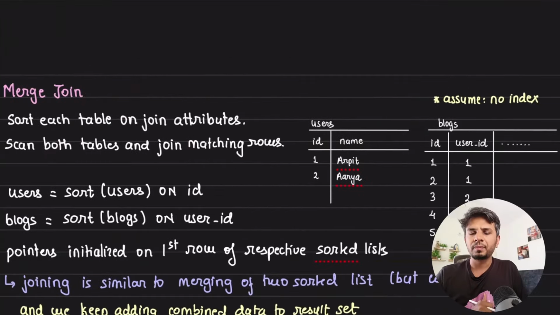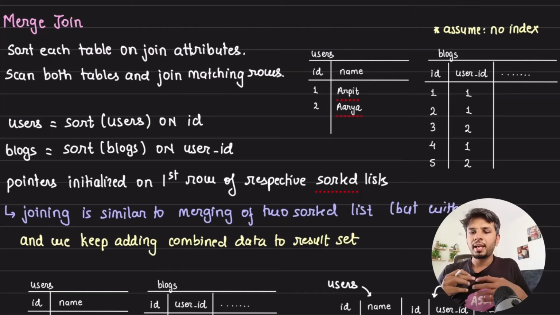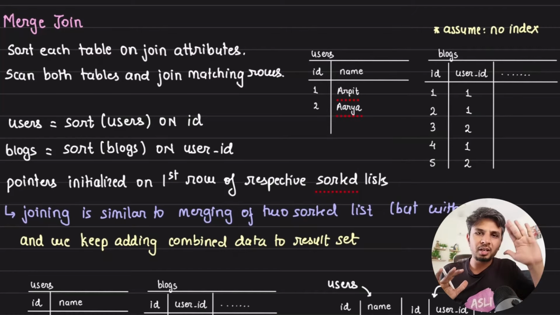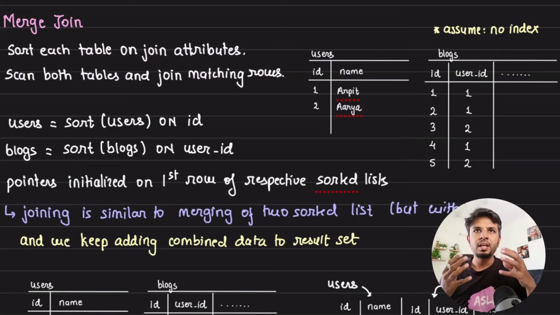Okay, now the second one is merge join. Here the core idea is the merge of the merge sort. That's the TLDR of it. So the algorithm goes like this. If you want to join two tables, what we do is we sort each table on the join attribute.